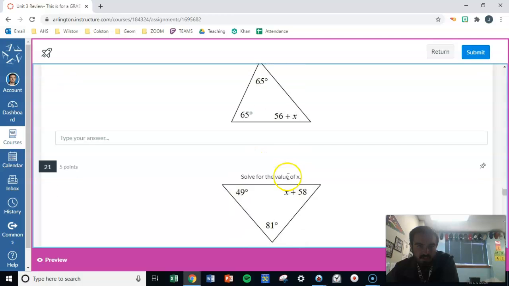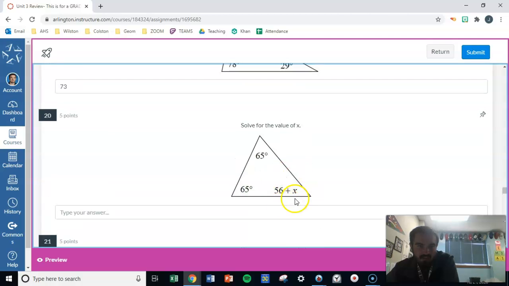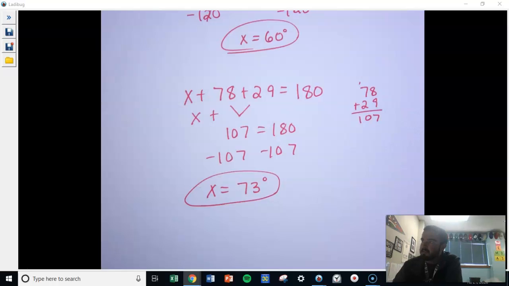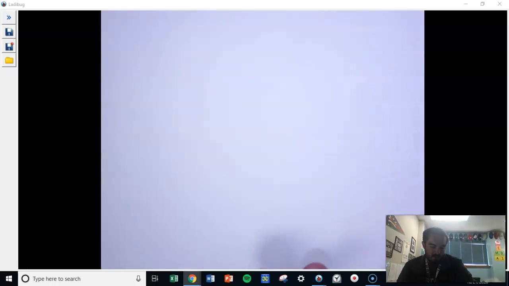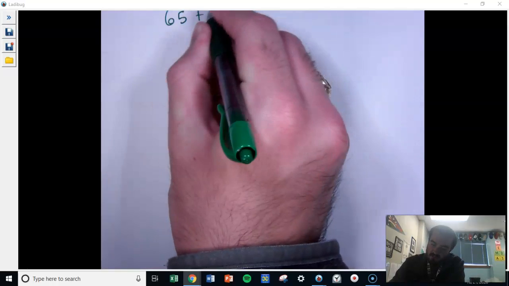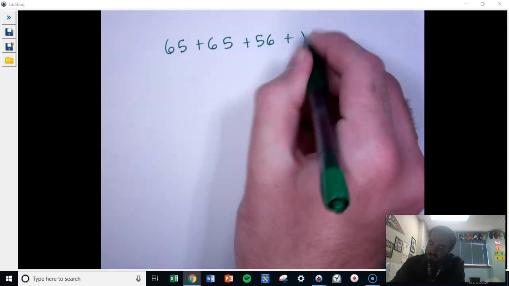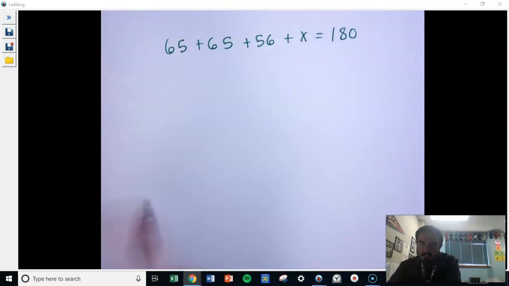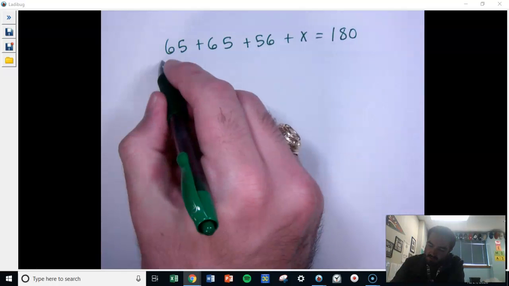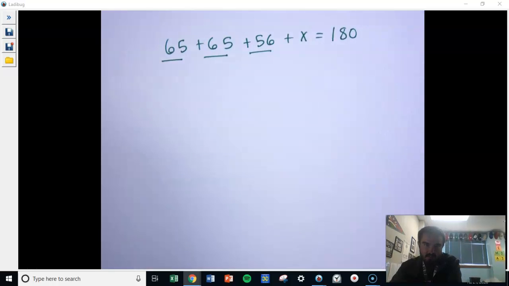Now here it would get a little bit trickier because we have to find the value of x, but we can still do this. Let's try this one. 65 plus 65 plus 56 plus x equals 180. Let's try it. So if I did this one, 65 plus 65 plus 56 plus x equals 180, still not a big deal. We would just combine these like terms.